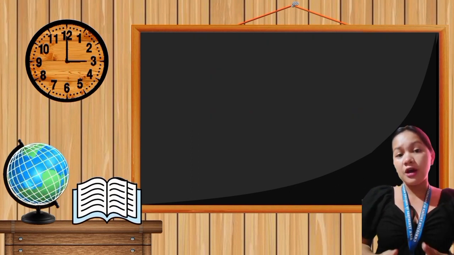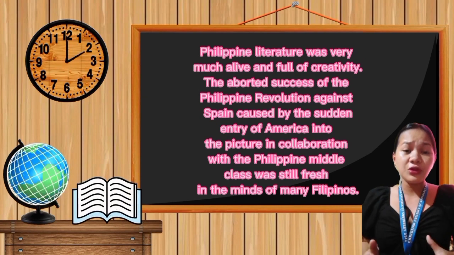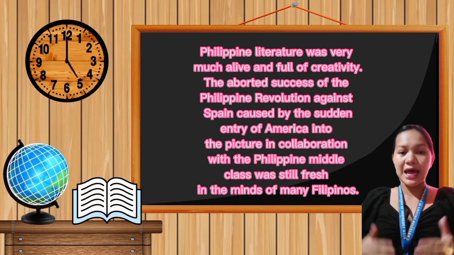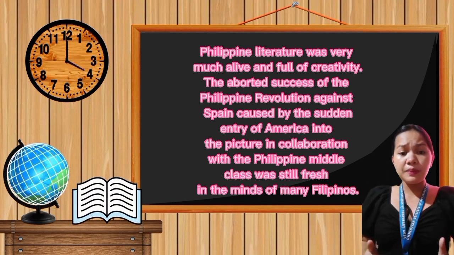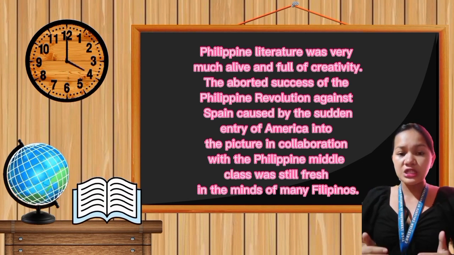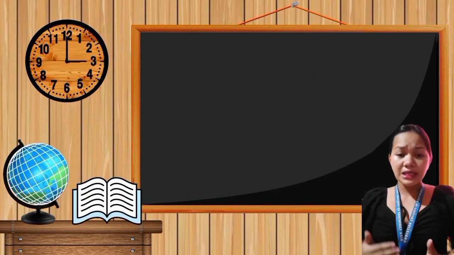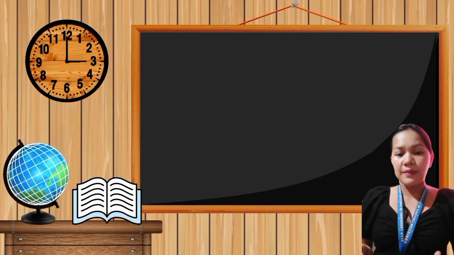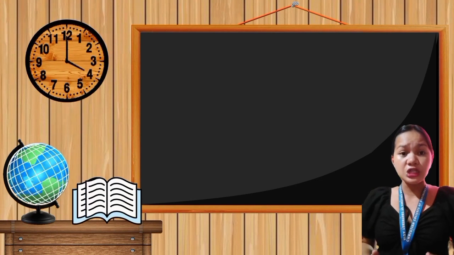In the early decades of American occupation, Philippine literature was very much alive and full of creativity. The aborted success of the Philippine revolutions against Spain, caused by the sudden entry of America into the picture in collaboration with the Philippine middle class, was still fresh in the minds of many Filipinos. It was only natural that the literature of that time dealt with the issue of American imperialism and urged the people to continue their struggle for self-determination.